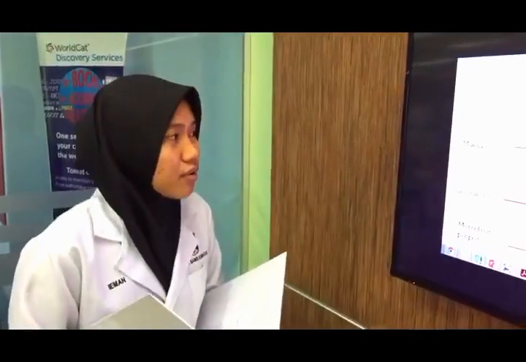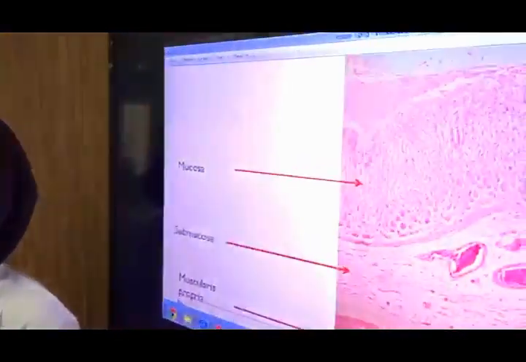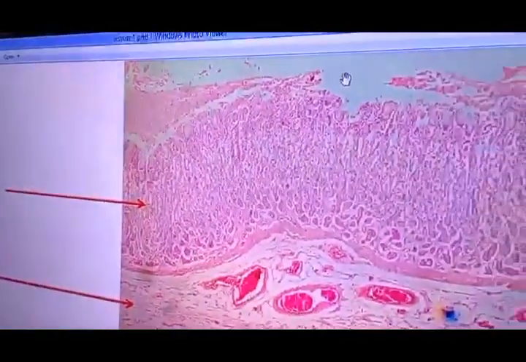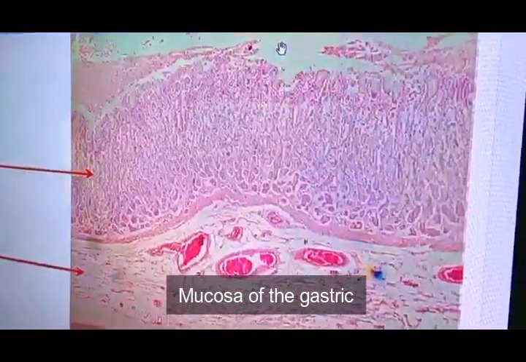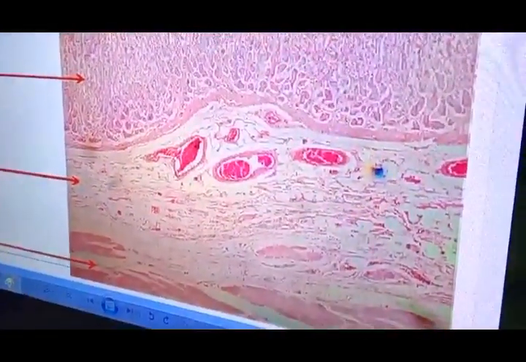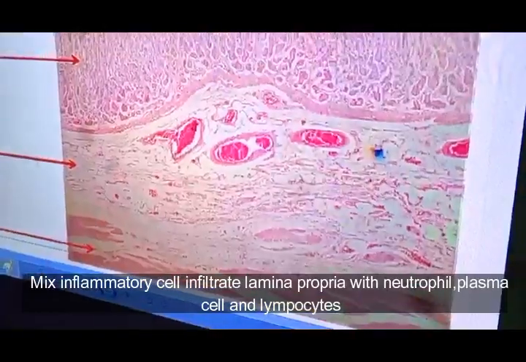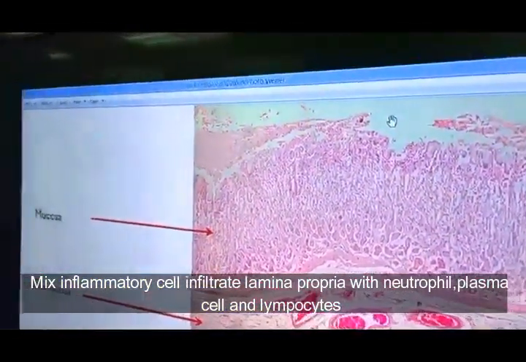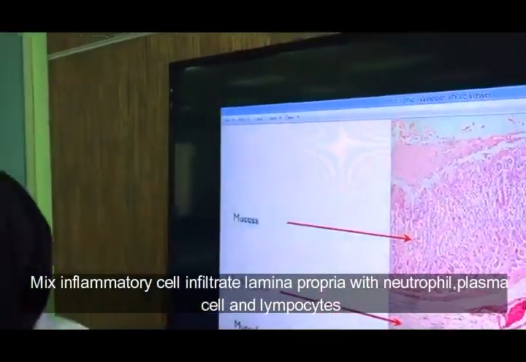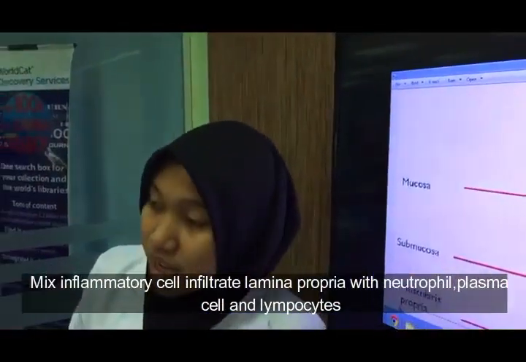Okay, hi everyone. I'm going to explain chronic gastritis. The most common cause of chronic gastritis is infection with Helicobacter pylori. It typically affects the mucosa of the stomach. The histological features will show a mixed inflammatory infiltrate in the lamina propria with neutrophils, plasma cells, and lymphocytes.